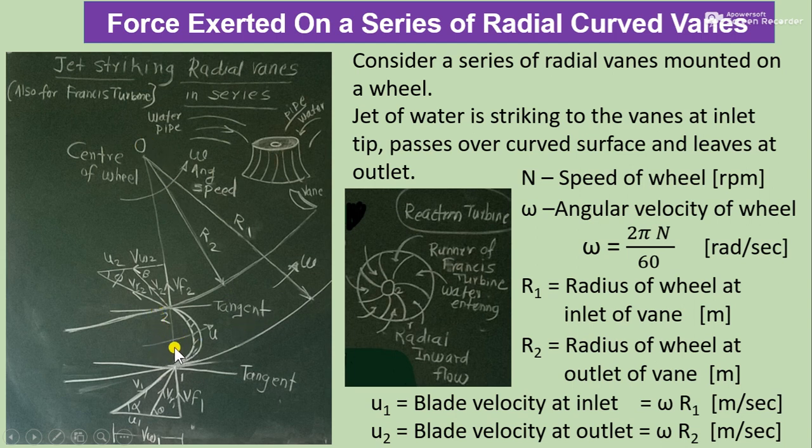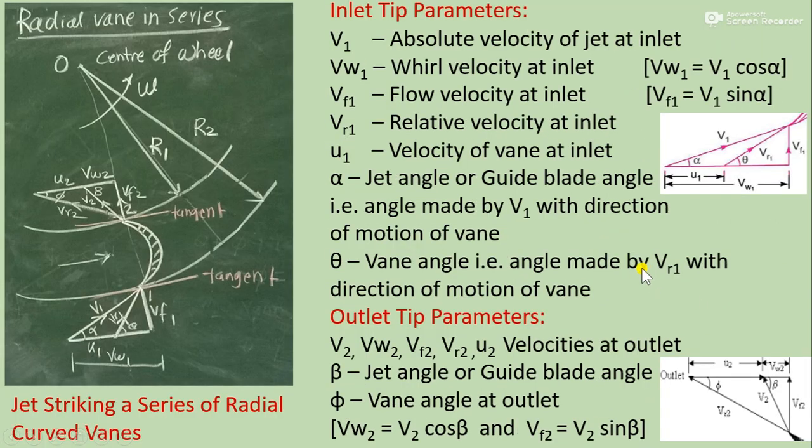U is the blade velocity. At point 1, u1 is equal to omega into r1. At point 2, u2 is equal to omega into r2. Now we will need velocity triangles for the analysis. Here are two triangles.